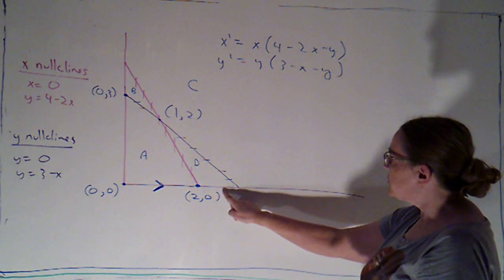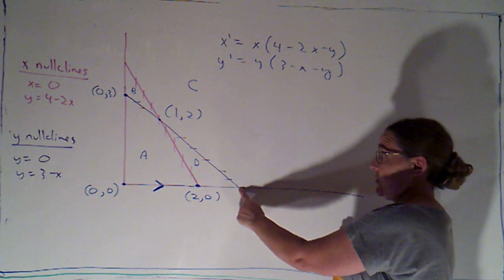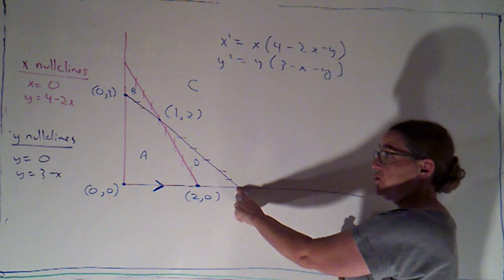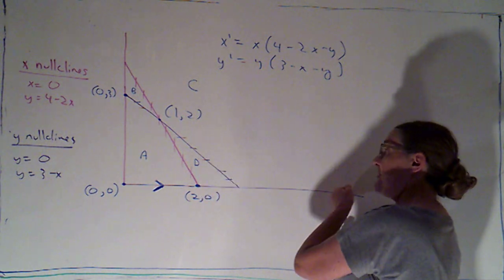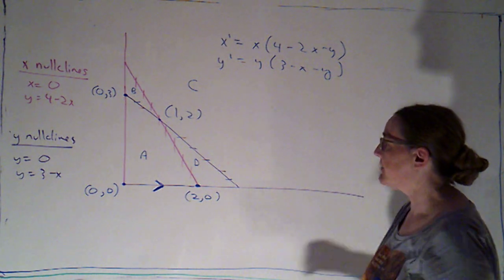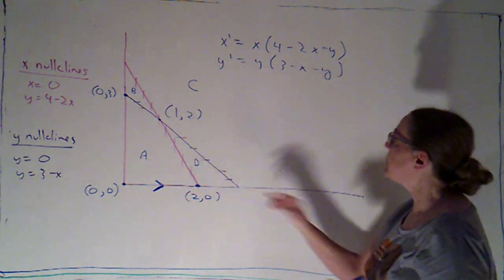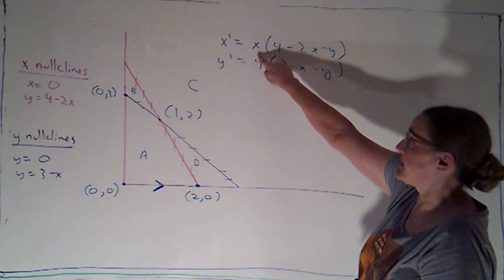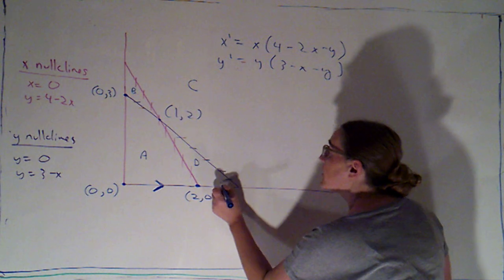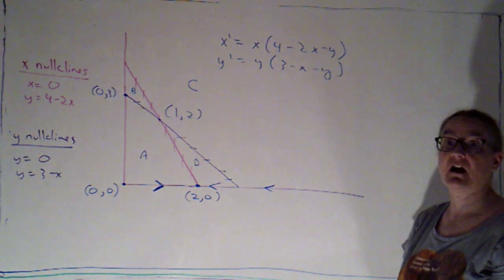Now, to the right of 2, let's just plug in 3. If I plug in 3, I'm actually plugging in the coordinate for this point here, but this point wasn't significant. This was just a place where two y nullclines met. Everything to the right of 2 is going to have the same sign for x prime because this is the only place where x prime is 0 on this line. So if I plugged in 3, 4 minus 6 is negative, minus y is still negative, so I know we're going to the left on this entire segment to the right of that.